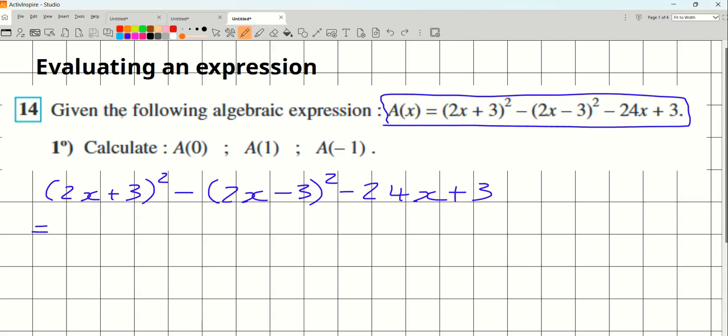Working on evaluating an expression. What do I mean by evaluating expression? It is just giving a value to the expression based on a certain given value, which is in this case the 0, the 1, and the -1. We will see how to do this in a minute.